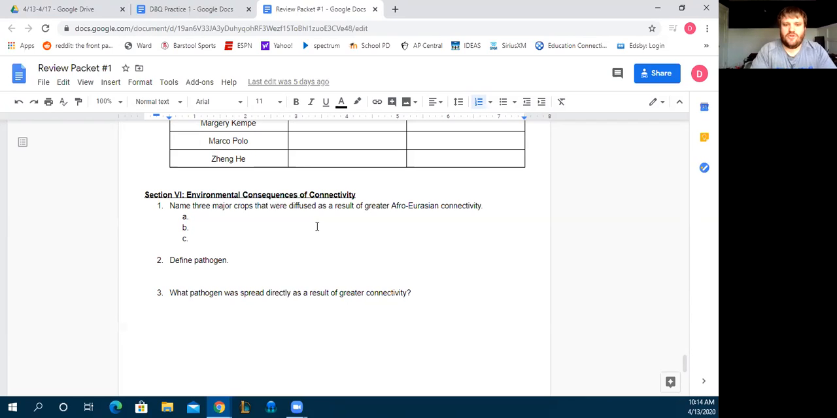And if you don't know what a pathogen is, look at what's currently going on right now. Pathogens are going to be diseases that spread from one person to another. And in this case, the big one that spreads is the plague, right? So the Black Death, the bubonic plague, spreads from one place to another all throughout Europe and Asia.